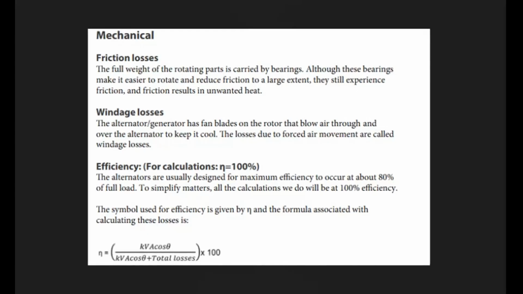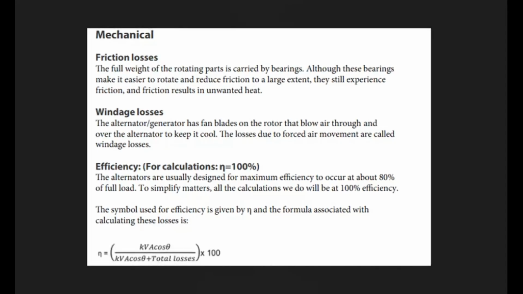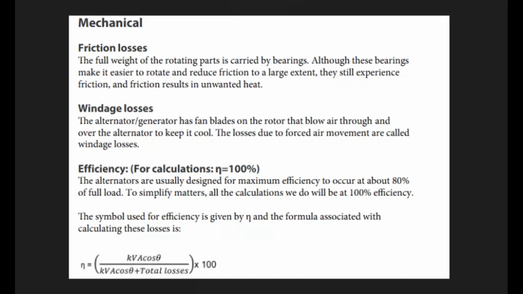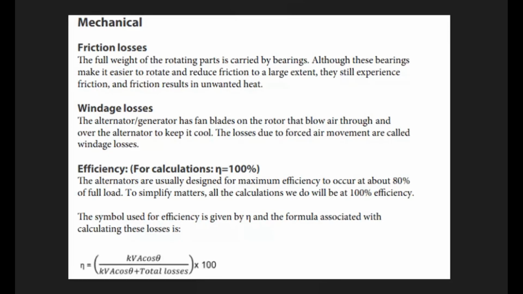Now we're looking at windage losses. The alternator generator has fan blades on the rotor that blow air over the alternator to keep it cool. The losses due to forced air movement are called windage losses. So as the motor spins, there's a fan. The fan is used to keep the motor cool, but we also get some resistance due to the rotation as the motor is rotating and the fan is blowing wind. We call that the windage losses.